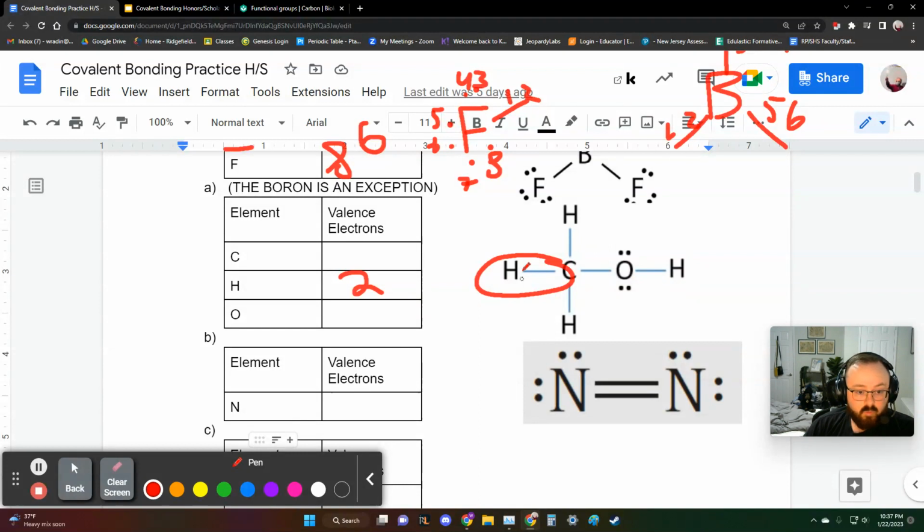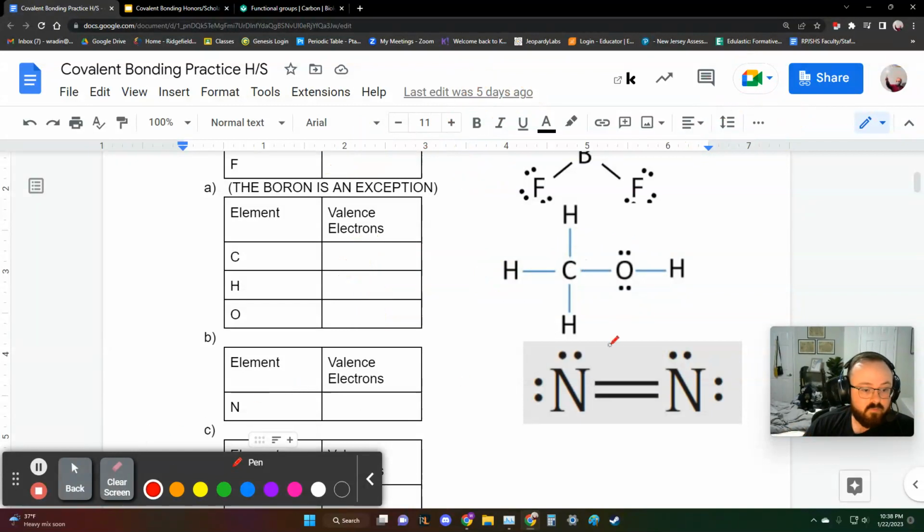Okay, 1, 2. We see this carbon here has 1, 2, 3, 4, 5, 6, 7, 8. And our oxygen here also has 1, 2, 3, 4, 5, 6, 7, 8. I'm just going to go through just some of these, but this is kind of what I expect from you.